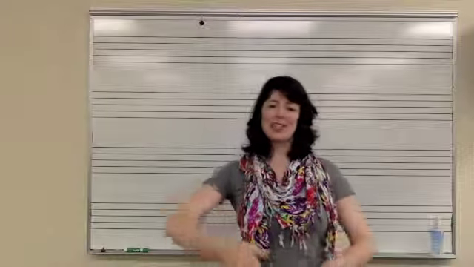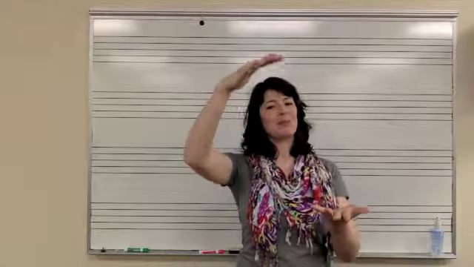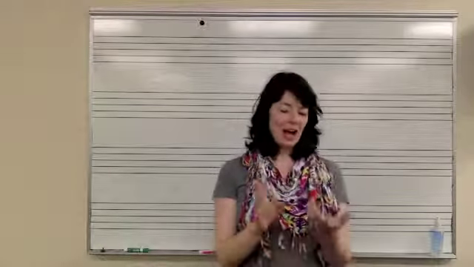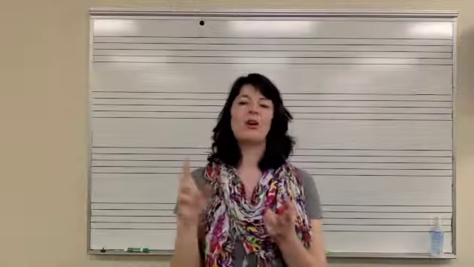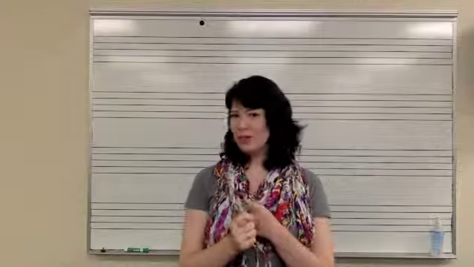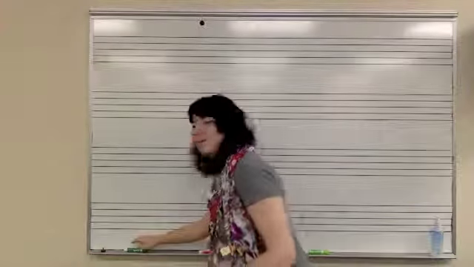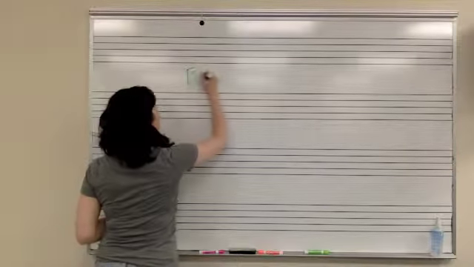So form is just sort of the construction of a piece, right? So the overall building blocks of a piece. How is it constructed? We're going to get into binary form this week. Next week we'll do ternary form. They're very straightforward.